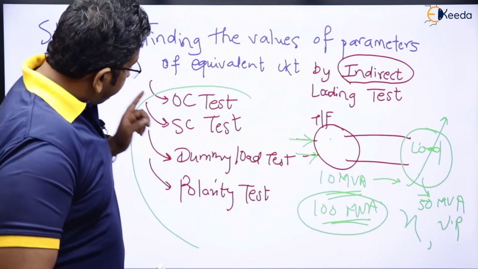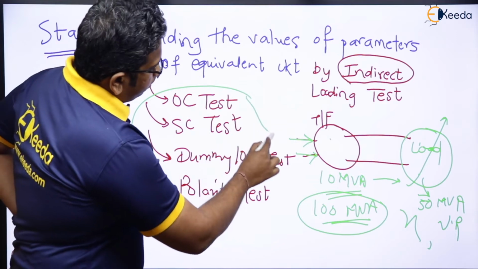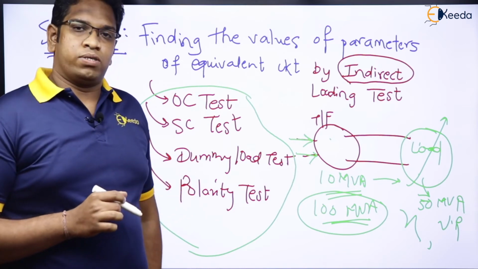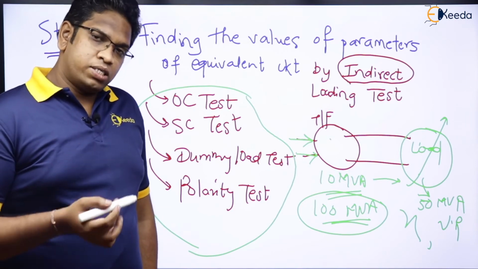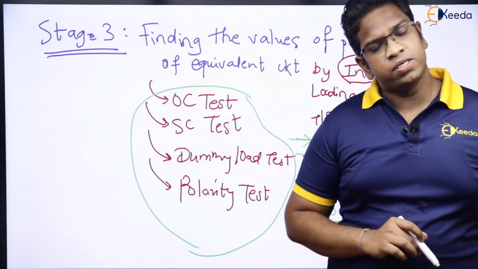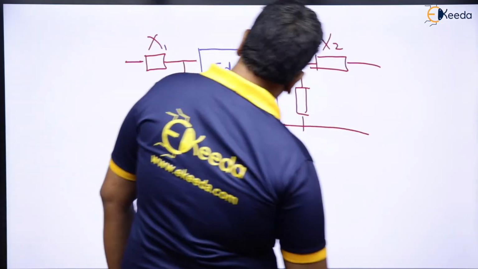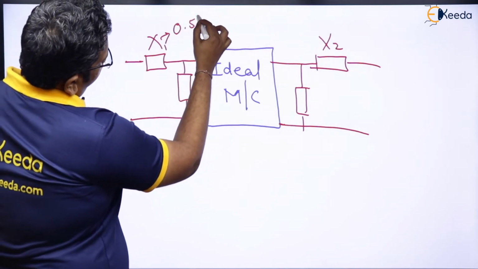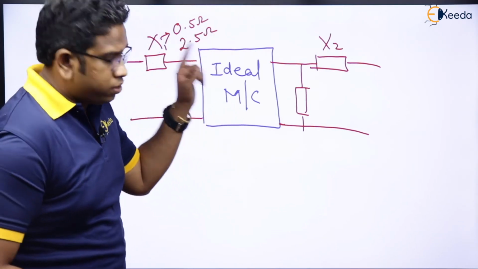But here, since you are not going to apply the load directly, whatever parameters and values you get here will be estimated values. The values of efficiency, voltage regulation, etc., will be nothing but estimated. Do you think that by the OC test, SC test and so on, you will get efficiency? No. From this, you will get the parameter values which will be shown on paper. For example, whether this X1 is 0.5 ohms or, let's say, 2.5 ohms, that you will get by stage 3.